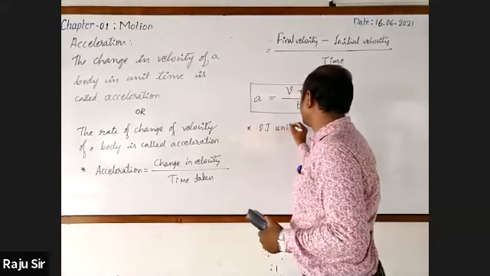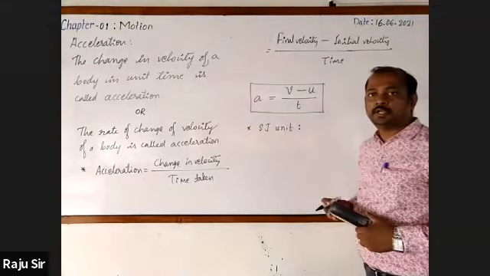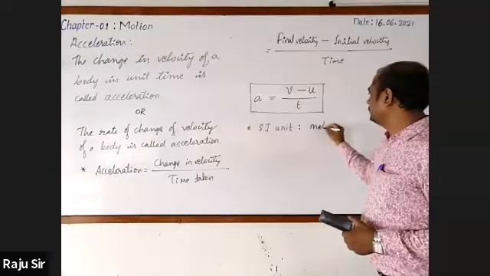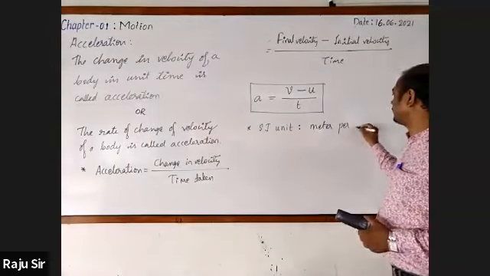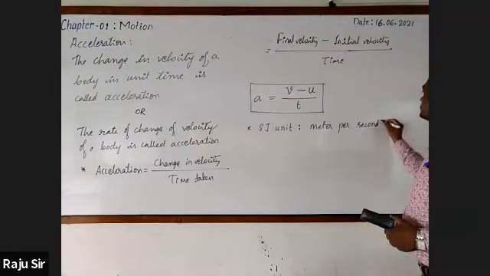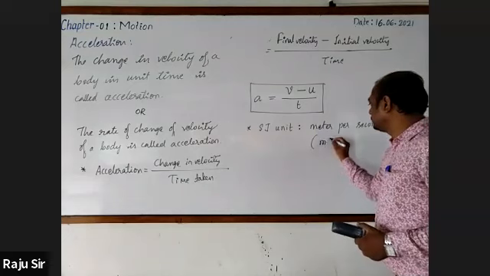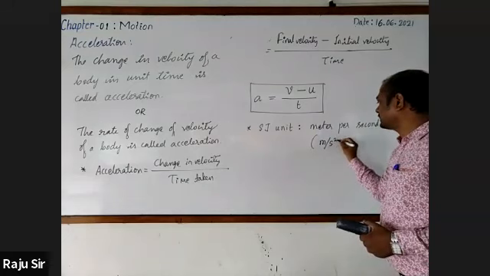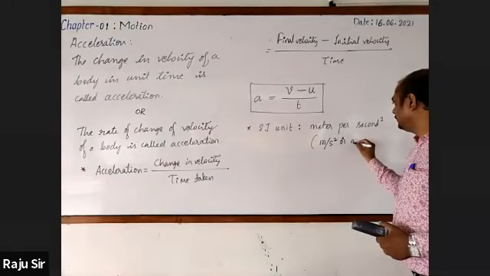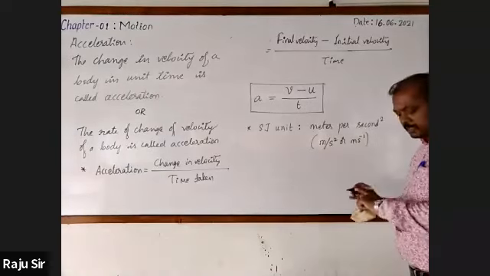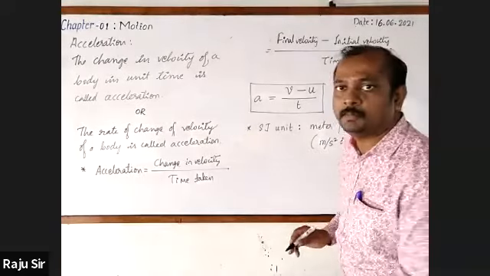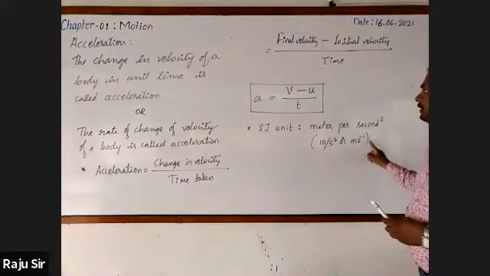Next, SI unit. The SI unit is meter per second square. Symbolically, it can be written as m/s squared, or m s raised to the power minus 2.